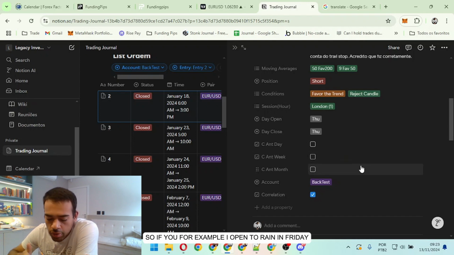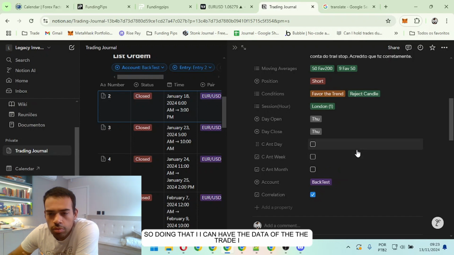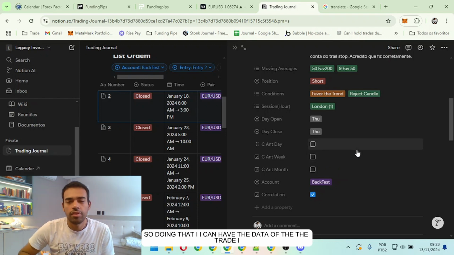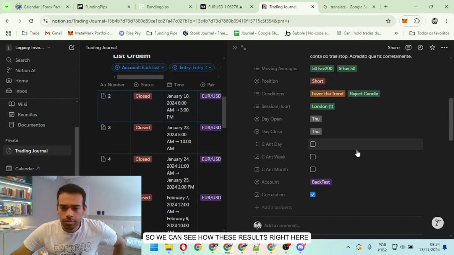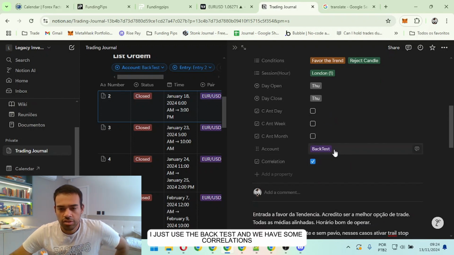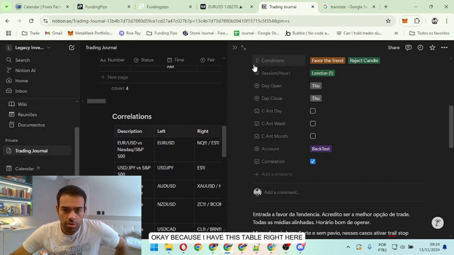So if, for example, I open a trade on Friday but only close it on Monday, I have to check these two checkboxes right here. Doing that, I can have the data of the trades I maintain for more than 1 day, so we can see all these results right here. And of course I have the account, but for backtesting I just use the backtest. And we have some correlations, because I have this table right here.